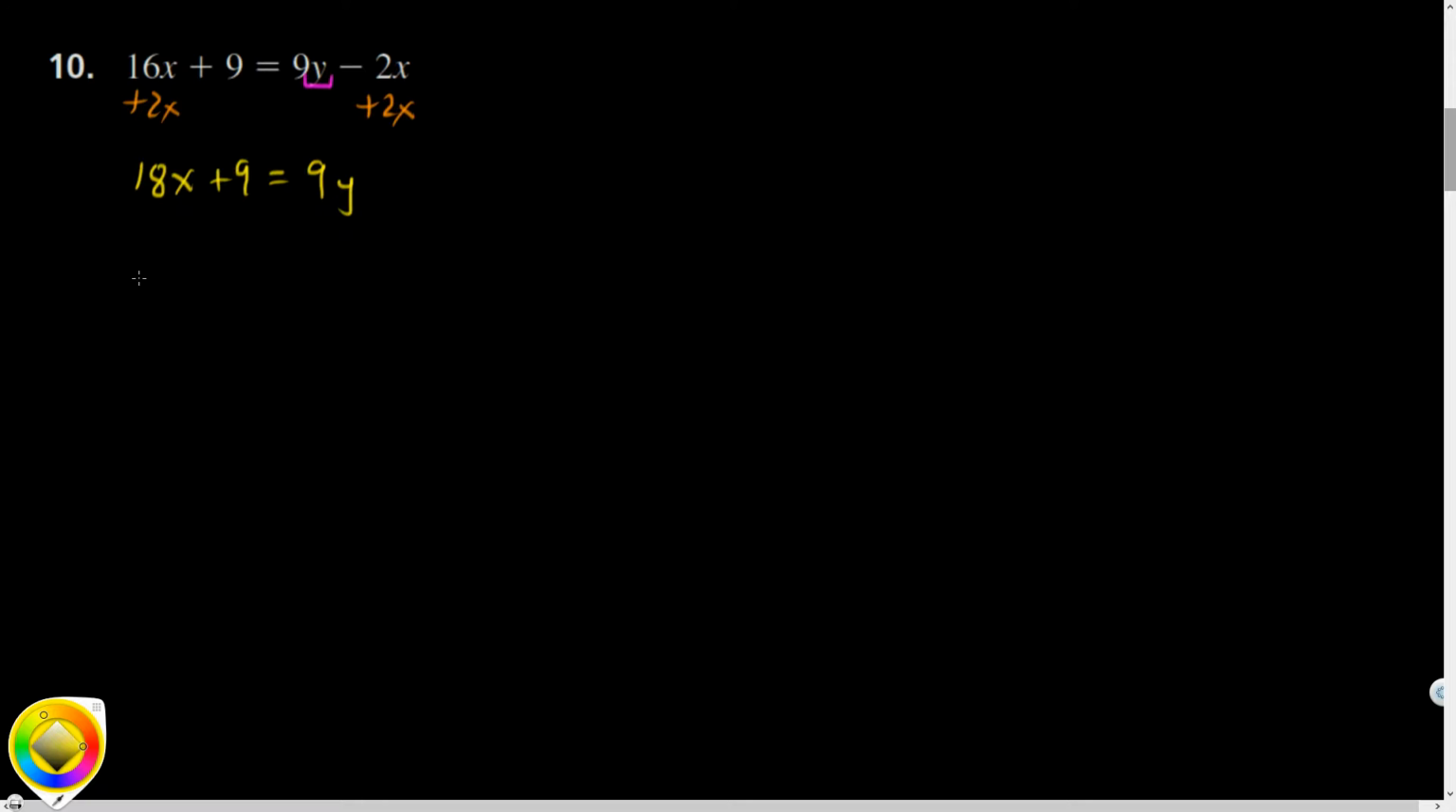So let's see. Now what do I do? Yeah, you were raising your hand. Yes, y is being multiplied by 9, so the inverse operation would be division by 9.